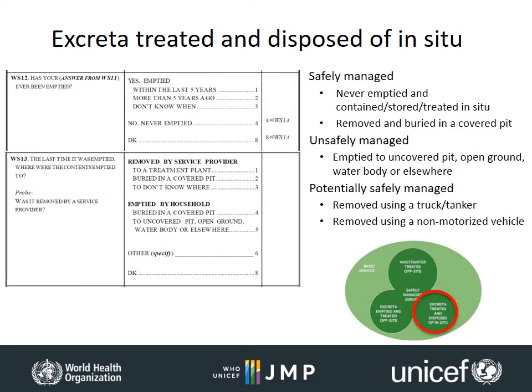Household surveys increasingly include questions on whether septic tanks and pit latrines have ever been emptied and where the contents were emptied to. If they have never been emptied, or the sludge has been removed and buried in a covered pit, then the JMP counts them as safely managed. But if the sludge has been emptied and placed in an uncovered pit, or open ground, or a water body, or elsewhere, then these are counted as unsafely managed.